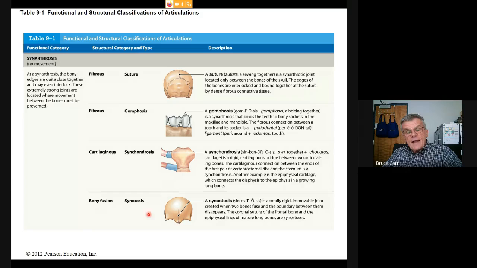Finally, there's this example of bony fuses called a synostosis.